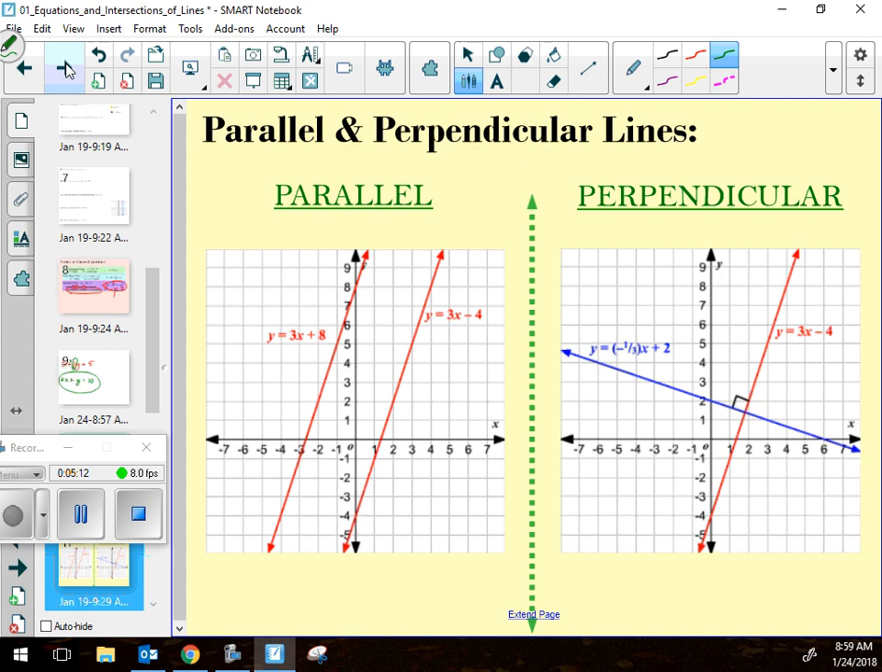Parallel and perpendicular lines, I know you know what they are, but when we actually have them in equations, it's important to remember this deal with the slopes. Look at the slope on this one and the slope on that one. They're exactly the same. That's what's going to happen when you have parallel lines. The slopes are the same.